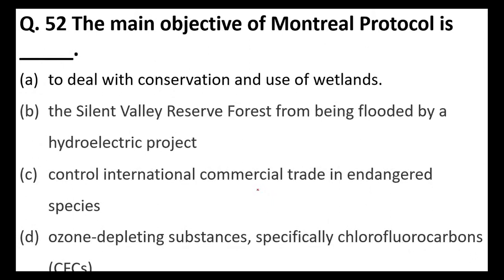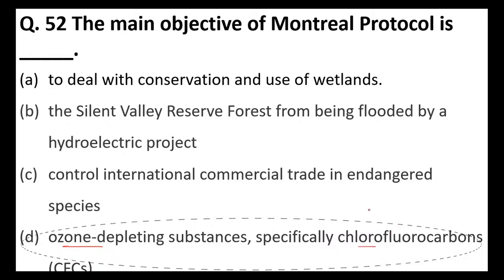The main objective of the Montreal Protocol is to deal with conservation and use of wetlands, saving Silent Valley Reserve Forest from being flooded by a hydroelectric project, control international commercial trade in endangered species, or ozone depleting substances, specifically CFCs. The right answer is, main objective is ozone depleting substances. You know that CFCs, chlorofluorocarbons, are emitted by ACs and refrigerators. So the Montreal Protocol was formed to look into ozone depleting substances.